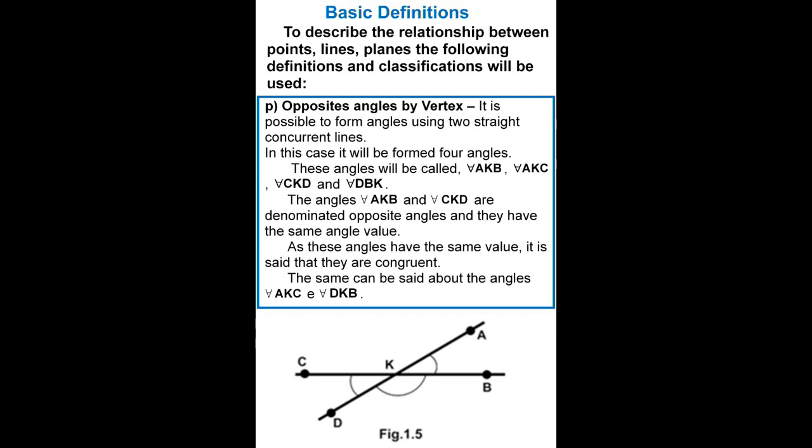The angles AKB and CKD are called angles opposite by the vertex and have the same magnitude. As these angles have the same value, they are said to be congruent. The same can be said of the AKC angle and the DKB angle. The angles opposite by the vertex have the same value and are congruent angles. By performing a rotation of one of the angles, an angle can be superimposed on the opposite angle. The figure 1.5 shows the four angles opposite by the vertex.